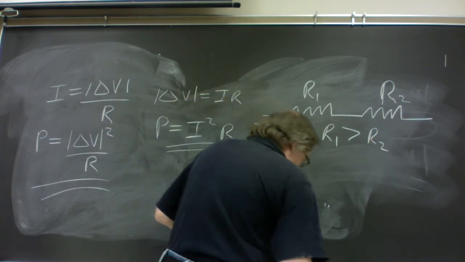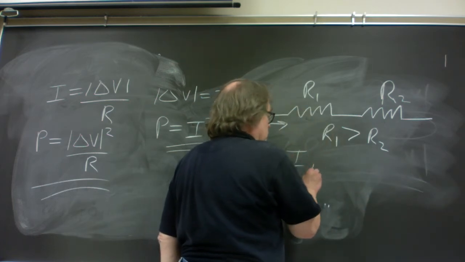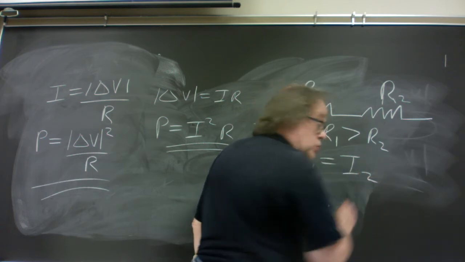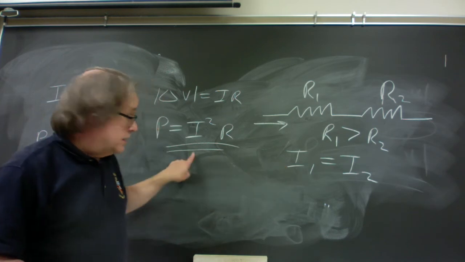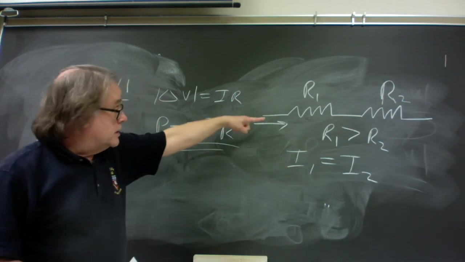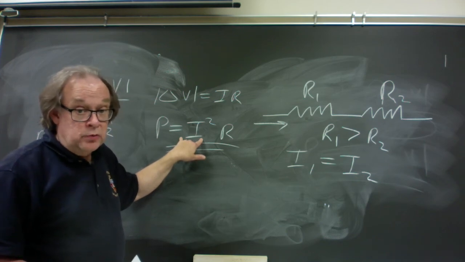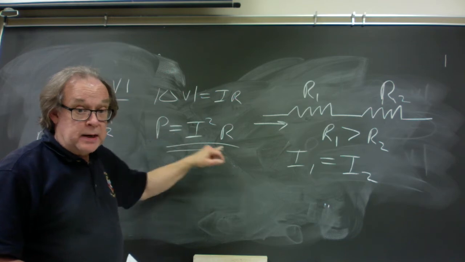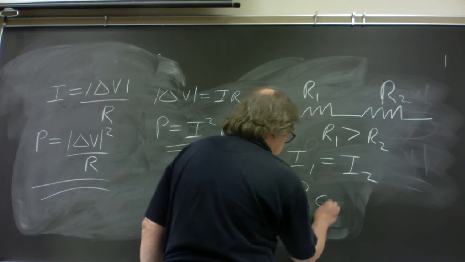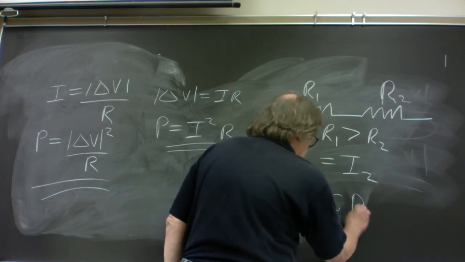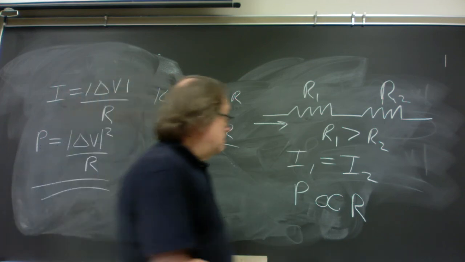Same number of coulombs per second passing through this one as are passing through this one. So current through the first resistor is just the same as current through the second resistor. So in other words, if you take that fact and then look at this, then in this case, this is a constant. It's the same for both resistors, and the only variables are power and resistance. So in this case, power is proportional to resistance, which means the bigger resistor has the bigger power.